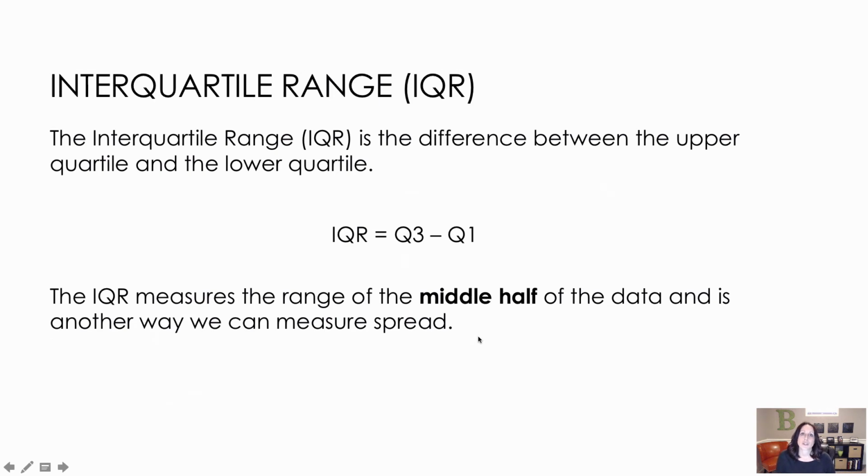Another way to describe our spread, other than just the range, is to use the interquartile range. The interquartile range basically says, find your Q3 and find your Q1, and then find the difference between those two. So instead of taking my highest value minus my lowest, I'm taking my upper quartile minus my lower quartile. And that gives us the middle half of the data. So it's another way that we can talk about the spread. It tells us how much distance there is between the values of the middle half of the data.